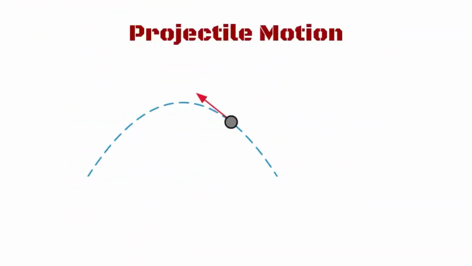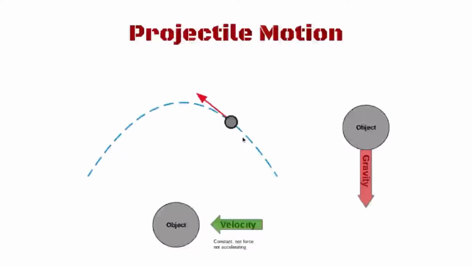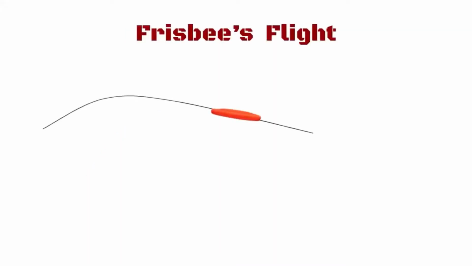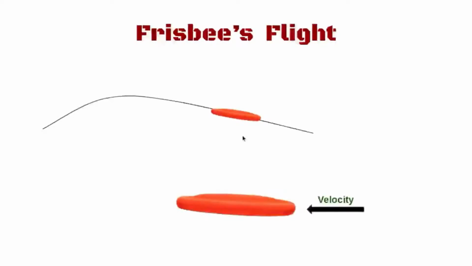Projectile motion is the shape a projectile makes while traveling through the air, which is called a parabola. Its horizontal velocity stays constant as there's no horizontal force acting upon the object, while vertically, an object is being acted upon by gravity, accelerating it downward at a constant rate. Frisbees, however, catch the wind and fly following a much different path than projectiles.